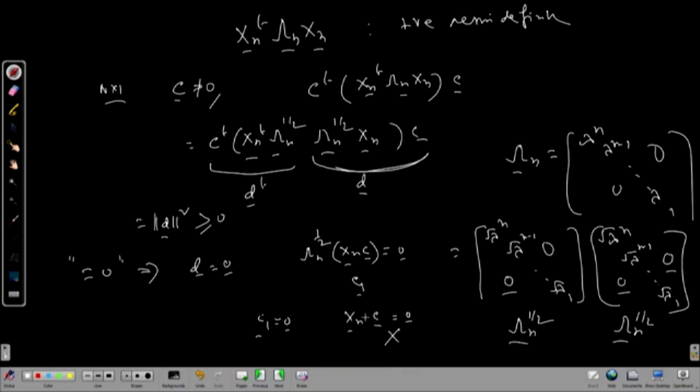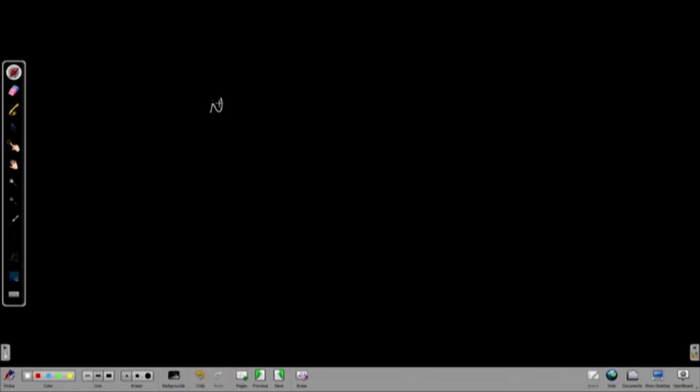So for non-zero C, you cannot find a non-zero C so that X n C is 0, because the columns of X n are linearly independent. Of course, for the same reason I have said earlier, n plus 1 should be greater than or equal to capital N, the number of rows should be greater than or equal to capital N, the number of columns. I have already explained that; the same logic holds here. Alright, so this is the more general formula of WLS with a forgetting factor.